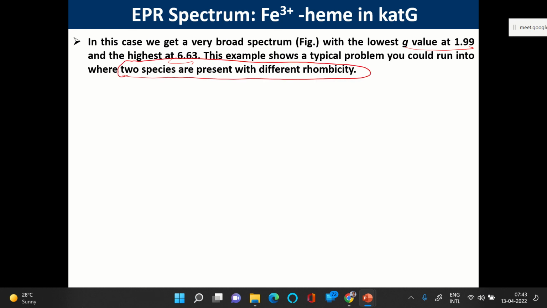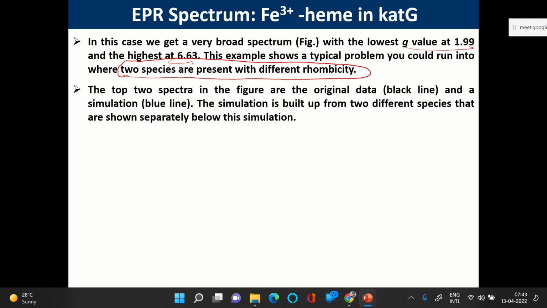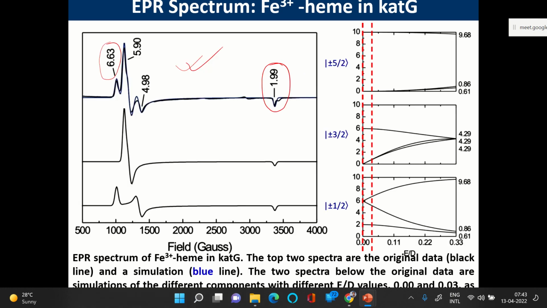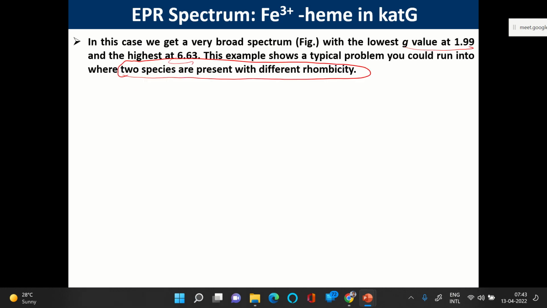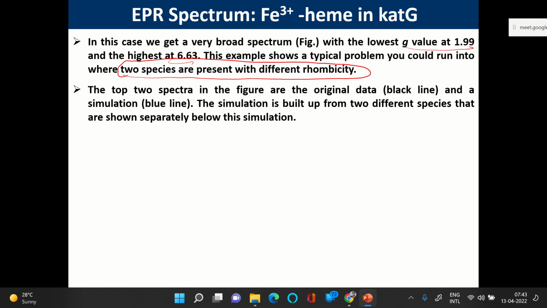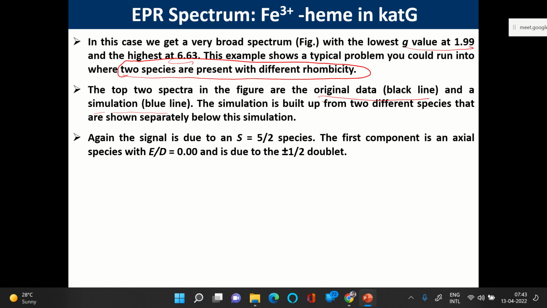So as I told you, the top two in the previous diagram, the black and blue, is the observed spectrum that we are talking about. Simulation of the original data is the black line, and the blue one was the combination of the two simulated images given at the bottom.